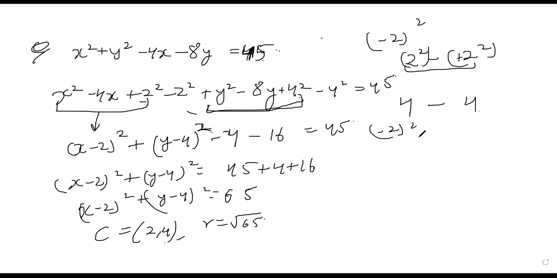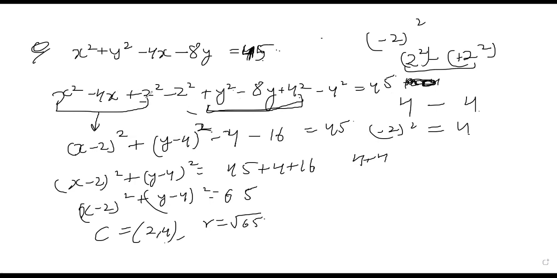Minus 2 whole square will be what? 4 plus 4. So if we add 4 and again we are adding 4, then it doesn't make sense. It will affect the equation. Like if we are adding 4 plus 4 here, then we should add 4 plus 4 here also at the right side, which we do not have to do.